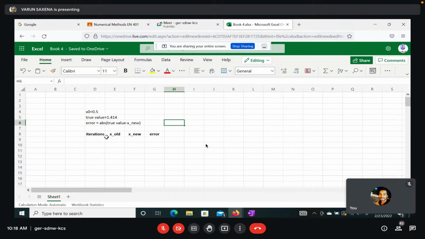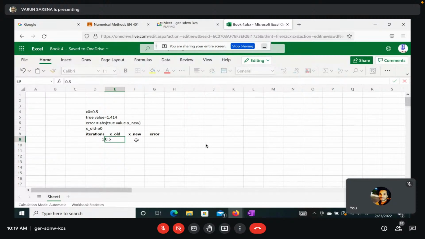So initially I told you that the first step is that we take x old to be equal to x0, right? So let me say that this is the first iteration, the first loop, and since x0 is x old, I take that value to be 0.5. Okay.